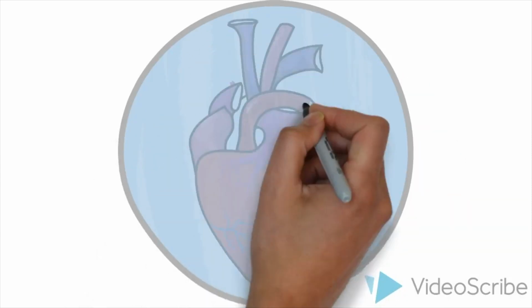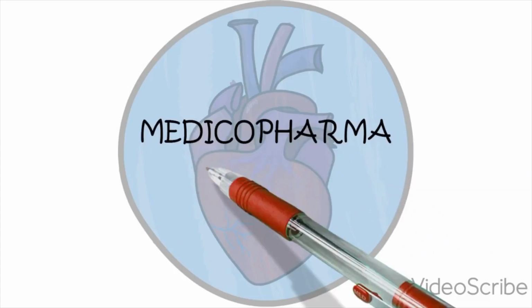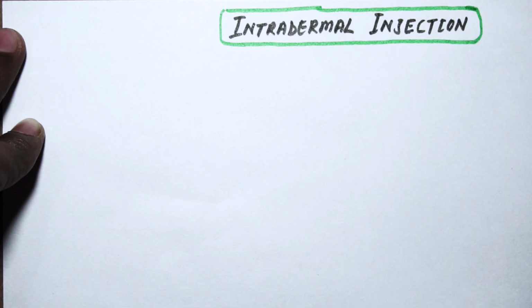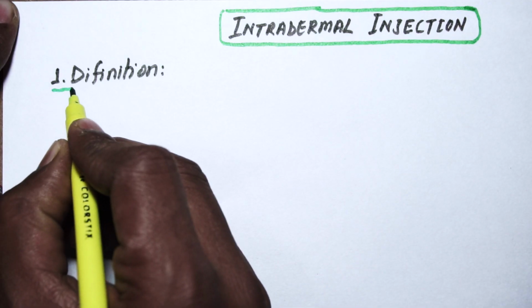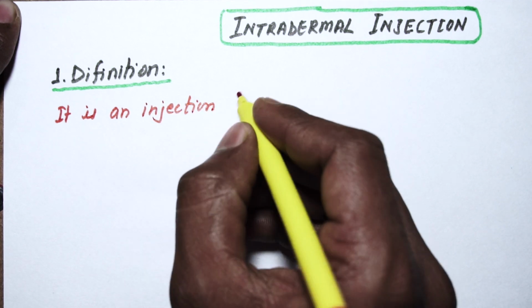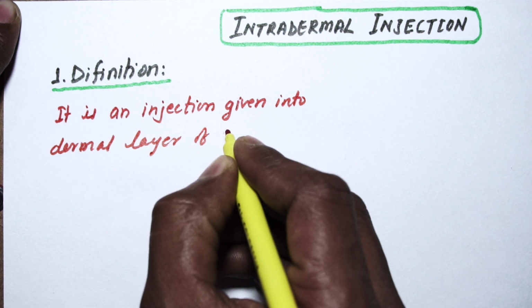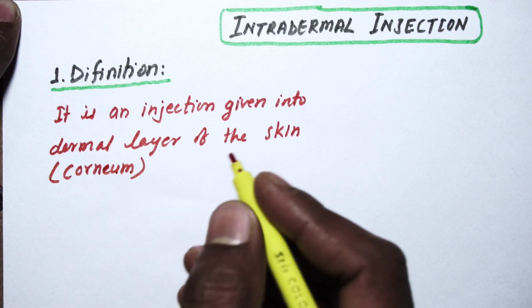Today is the last lecture on route of drug administration, where we are going to complete the remaining parts of parenteral and some miscellaneous routes of drug administration. First of all, we are going to see intradermal injection. Coming to the definition, it is an injection given into the dermal layer of the skin, that is, the stratum corneum.